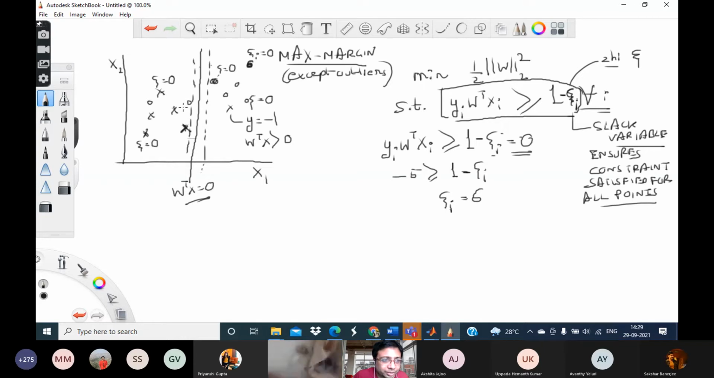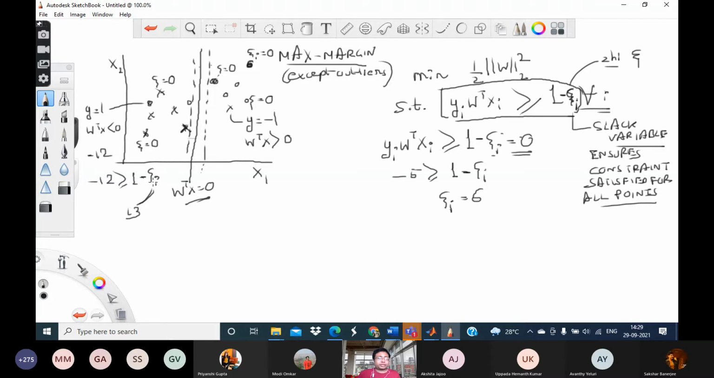Similarly, the same thing can be said about this circle also, right? Here for this point, the opposite happens. Here y is equal to 1, but w transpose x is negative. So the product in this case is some other value, let us say -12. So the previous formulation is saying -12 greater than or equal to 1, which is obviously wrong. For this point again the xi i comes into the picture. Here I put xi i equal to 13. So now it is correct.